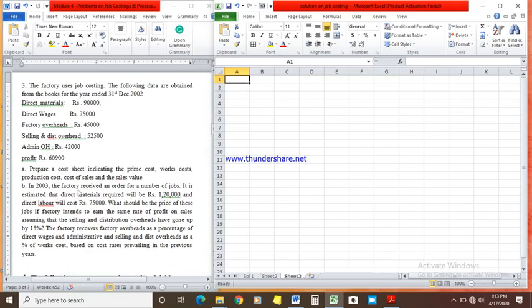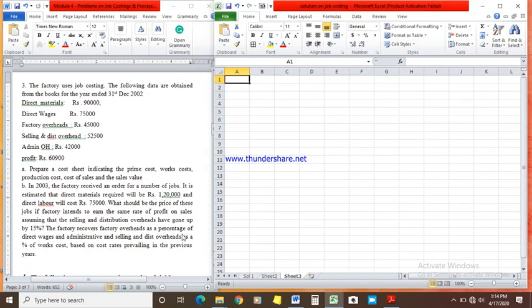In 2003, the factory received an order for a number of jobs. It is estimated that the direct materials required will be 1,20,000 and direct labor cost is going to be 75,000. What should be the price of these jobs if the factory intends to earn the same rate of profit on sales, assuming that the selling and distribution overhead have gone up by 15%. The factory recovers factory overheads as a percentage of direct wages and administrative and selling and distribution overhead as a percentage of works cost based on the cost rate prevailing in the previous year.